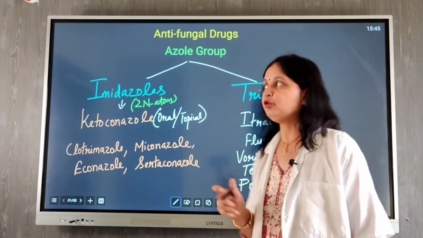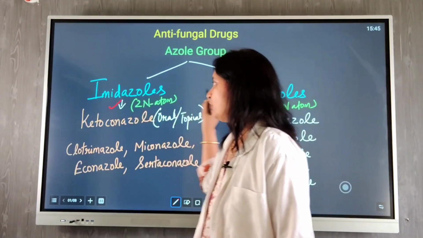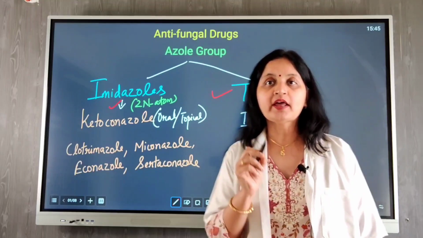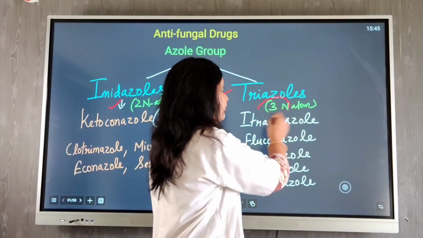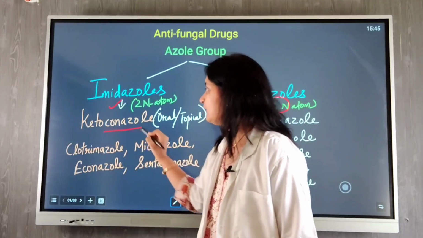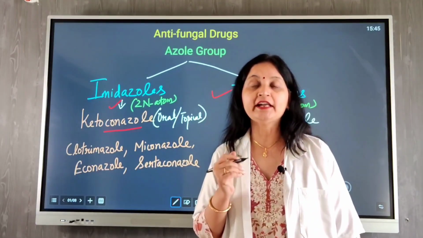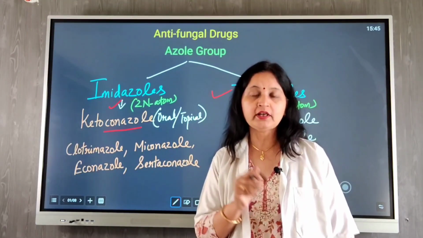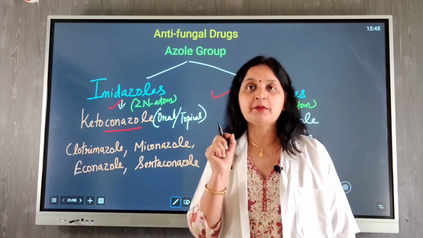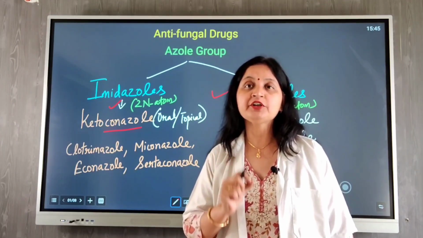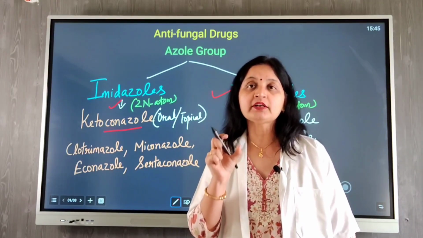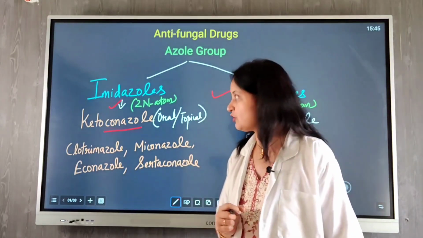It is classified into imidazoles and triazoles. The imidazoles have 2 nitrogen atoms and triazoles have 3 nitrogen atoms. The imidazoles include ketoconazole, which is available as oral and topical formulations. Ketoconazole is the prototypic drug belonging to the azole group, introduced in the year 1977.